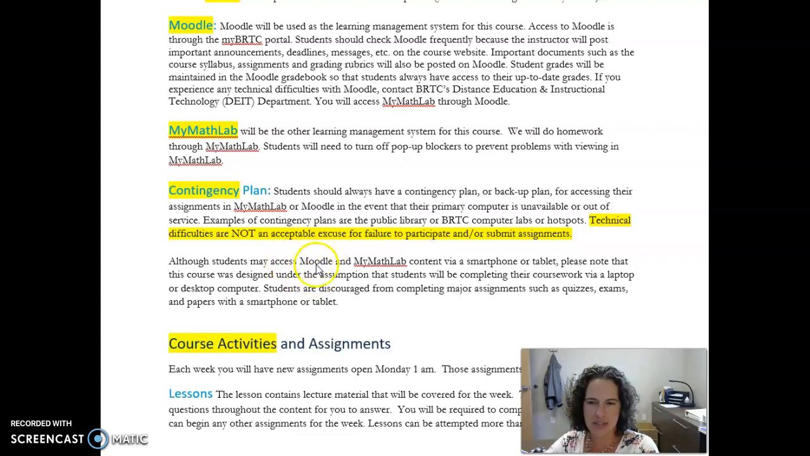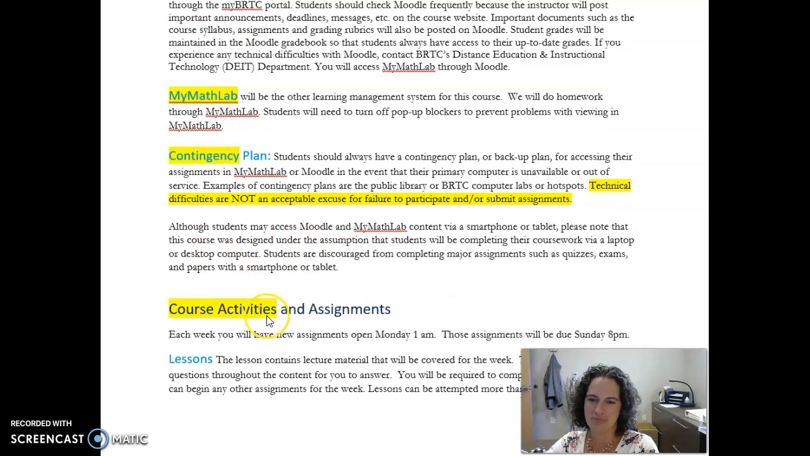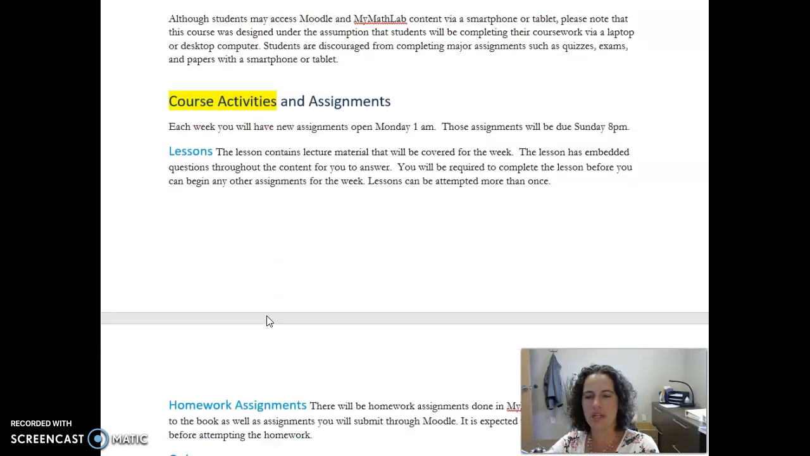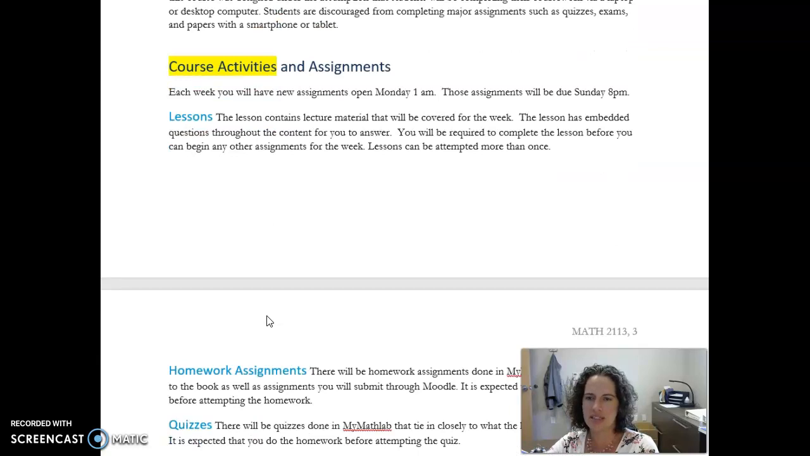I know you can access Moodle and Mymathlab sometimes on your smartphone or tablet, but for tests and quizzes and such, you're going to need a desktop computer. Okay, so our course activities and assignments.